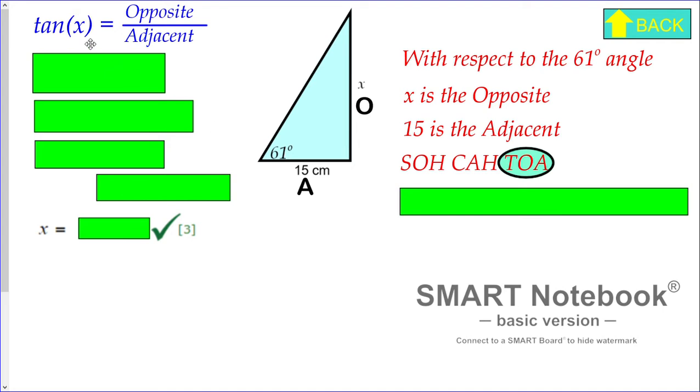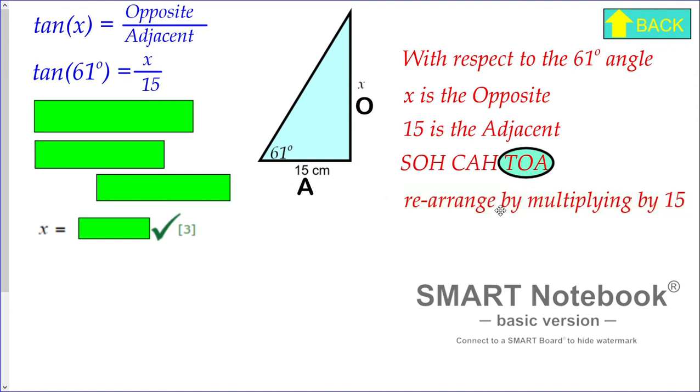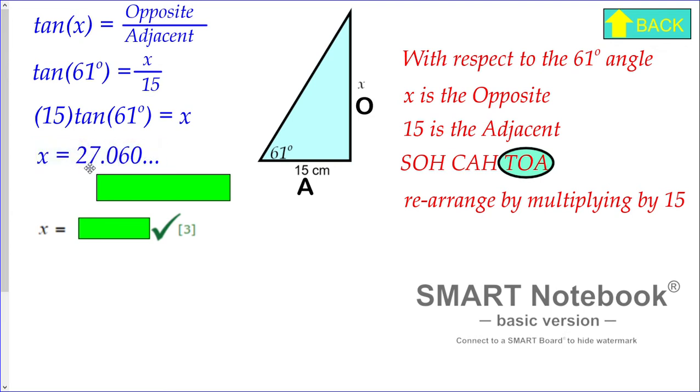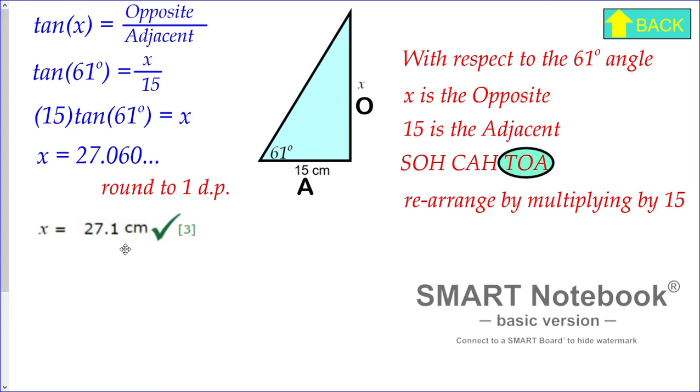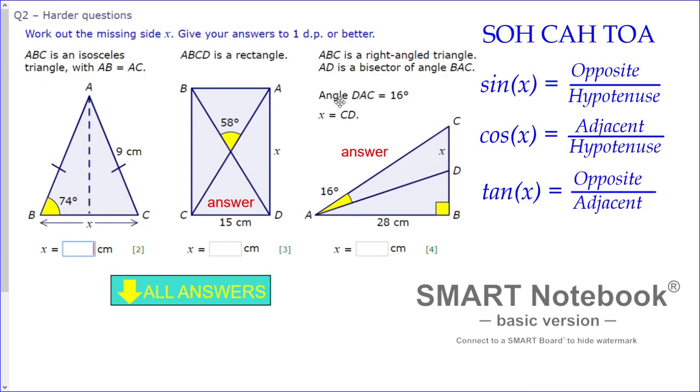Substitute in your values. Tan 61, well, in this case, this value is 61. Tan 61 equals x over 15, where x is the opposite side and 15 is the adjacent side. To rearrange this, you multiply by 15 on both sides. So you end up with 15 tan 61. Type that directly into your calculator to get 27.60. The question asks you to round to one decimal place, so this is going to be 27.1 centimeters. Okay? That's that question. Again, with these harder questions, you've got to analyze the problem to figure out what they're asking you.